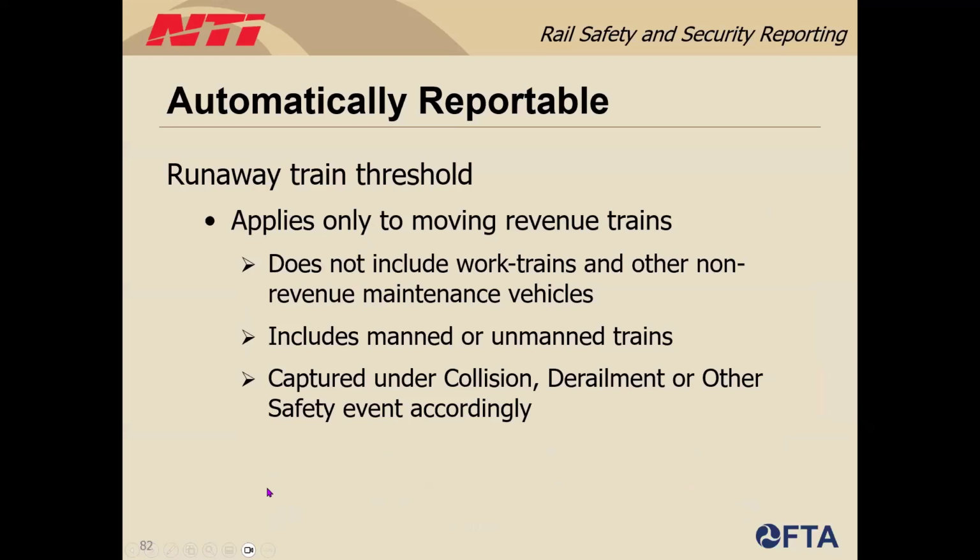The runaway train threshold applies only to revenue trains. A runaway includes both manned or unmanned trains, and runaway train events can be reported under three different categories. They can be reported as a collision, they can be reported as a derailment, or they can be reported as an other safety event. Each one of these three forms has a place where you can mark that it was a runaway train.